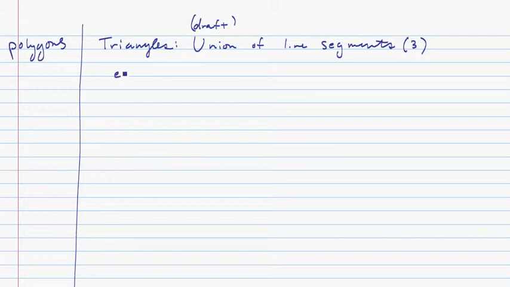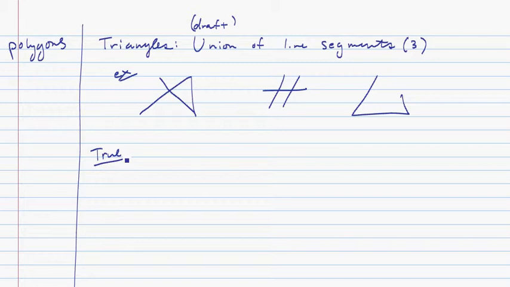For example, these are triangles that fit our description here. I have 1, 2, 3 line segments. And they're unions, they're put together, but you'll notice that that isn't a triangle. I could even do this. Or this. So we have to be a little bit more complete with our definition. And so here is the revised, here is the true definition. It gets a little technical.